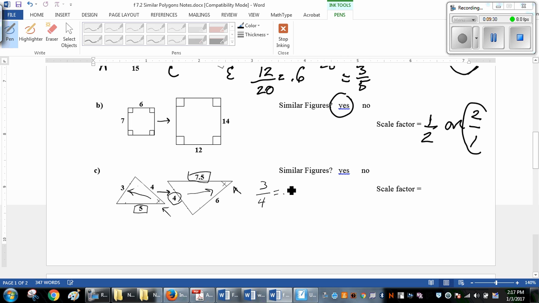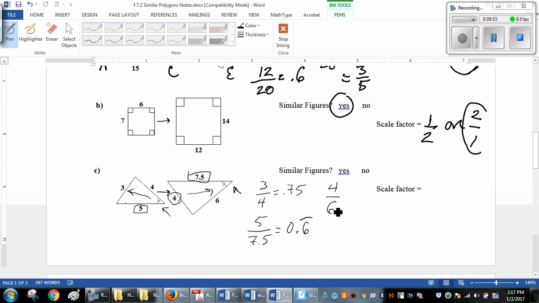So that's 0.75, right? And now let's check 5 and its corresponding side 7.5. And when we divide those, do we get 0.75? If you put it in your calculator, you should see that you get 0.6 repeating. All right, so that tells us right away those aren't the same. Let's check the other one just for the heck of it.